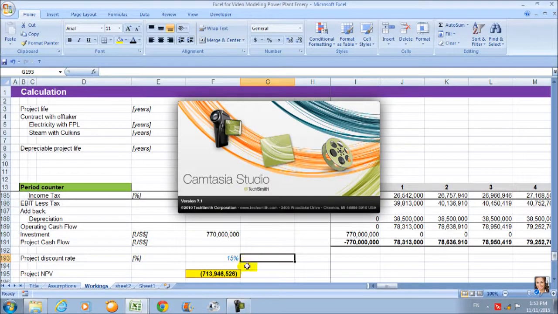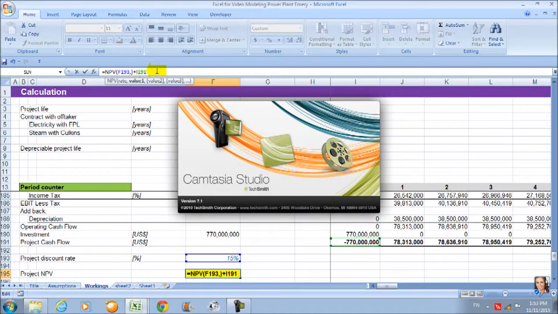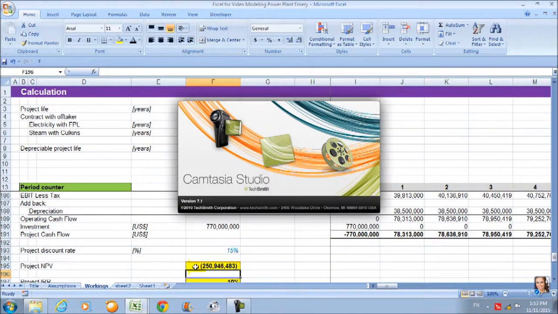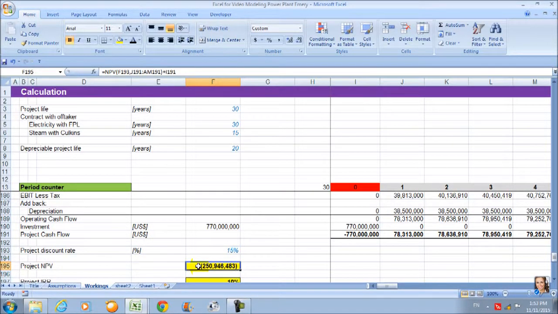Okay, now I think I made a big mistake, a huge mistake in the NPV. For the cash flow, I should link it here. Okay, so it's J1I, yes, should be. Okay, so your NPV is still negative.